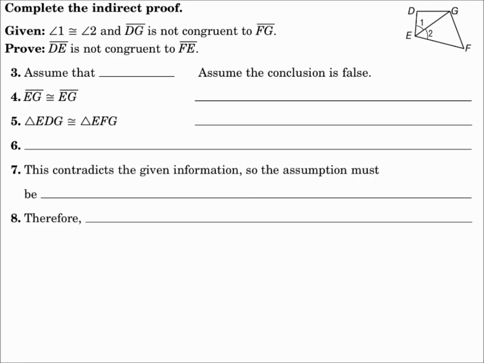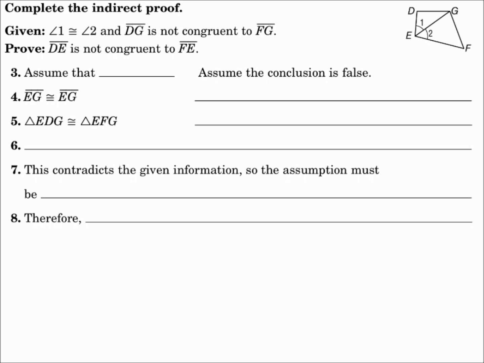Complete the indirect proof. Angle 1 is congruent to angle 2, and segment DG is not congruent to segment FG. Prove that segment DE is not congruent to segment FE. Well, since we have two triangles, and I'm talking about segments being congruent or not congruent to each other, and I can see down in step 5, they're guiding us to say, let's prove the triangles congruent. Let's do what it takes to prove the triangles congruent, and then see where the assumption becomes impossible.